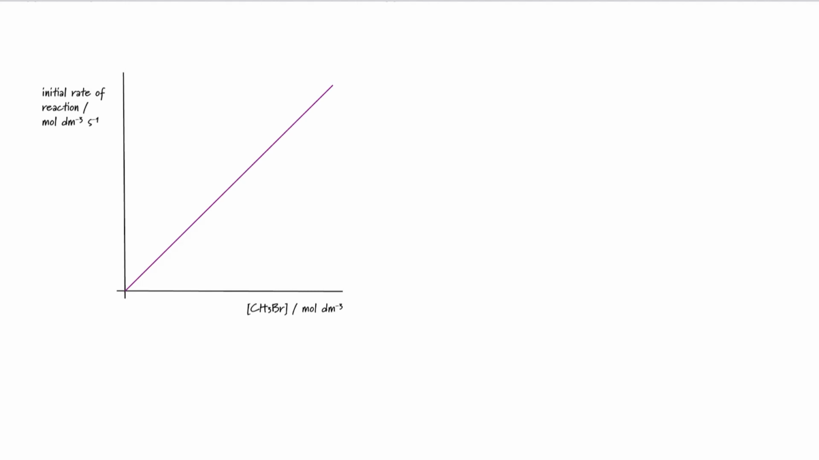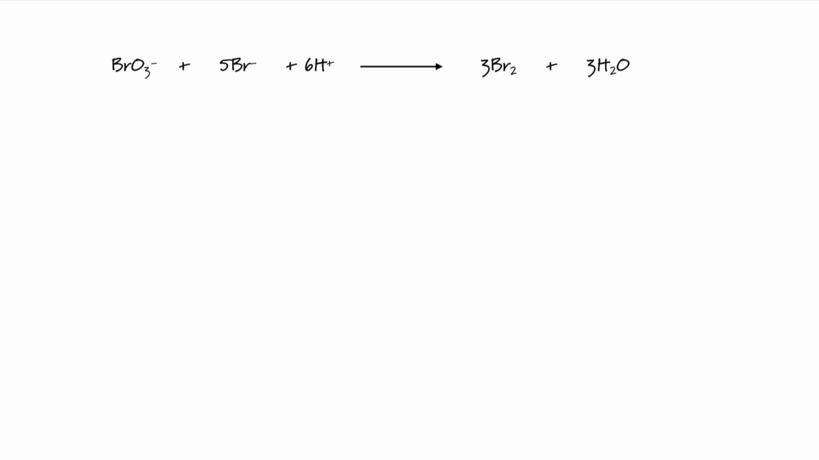But what does that even mean, that a reaction is first order with respect to bromomethane? Well, what it means is that if we double the concentration of the bromomethane, we double the initial rate of reaction. And if we plot a graph of initial rate of reaction against the concentration, we get a nice straight line that passes through 0. It's going to pass through the origin because there's not going to be any rate of reaction if I have no concentration of reactants.